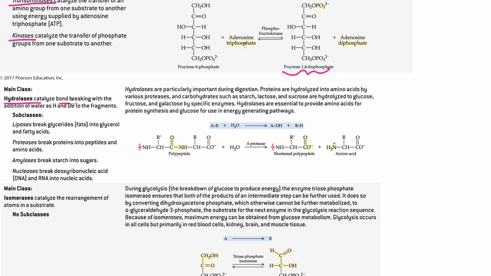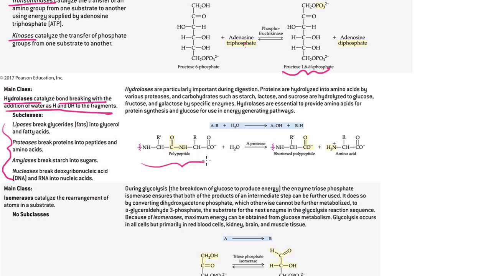Hydrolases, these catalyze bond breaking with the addition of water as hydrogen and hydroxyl group to the fragments. We've seen these before. And remember, the chemical reactions that we looked at for small organic molecules are basically the same for these larger molecules because of the functional group. Here we have some subclasses, and here is an example.